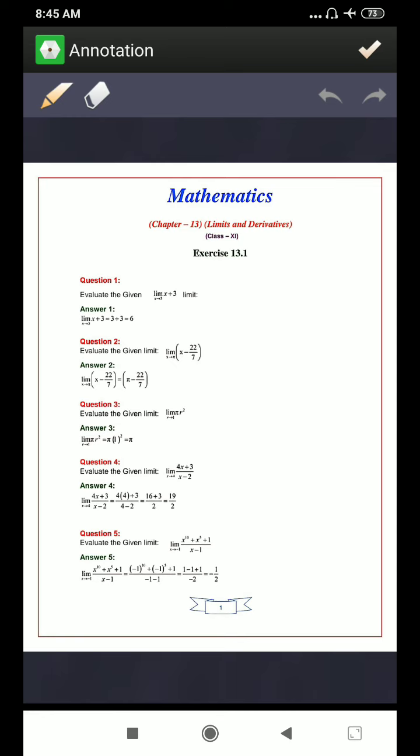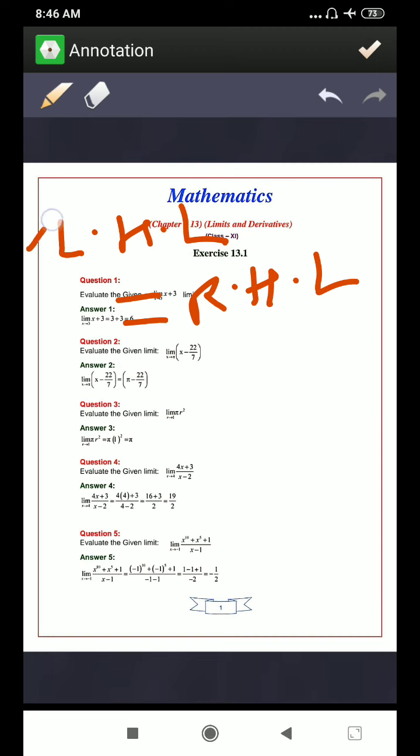To check that, we'll calculate the left hand limit. I will explain later on how to calculate it. We'll calculate the right hand limit. If the value of the left hand limit becomes equal to the value of the right hand limit, then we can say the limit exists. If the left hand limit is not equal to the right hand limit, then the limit doesn't exist.